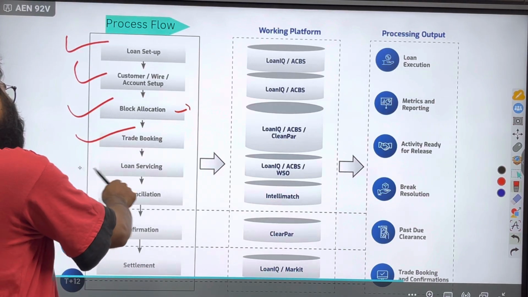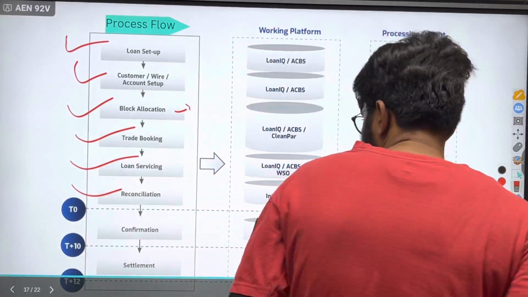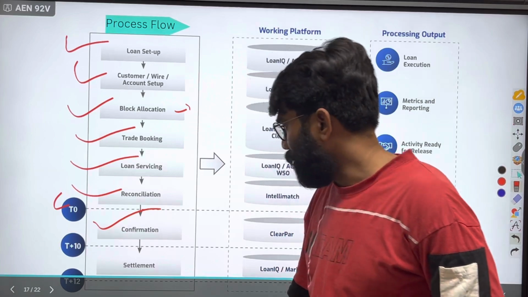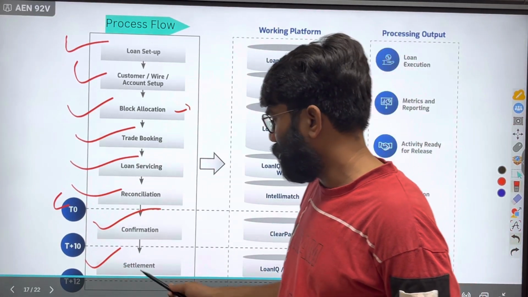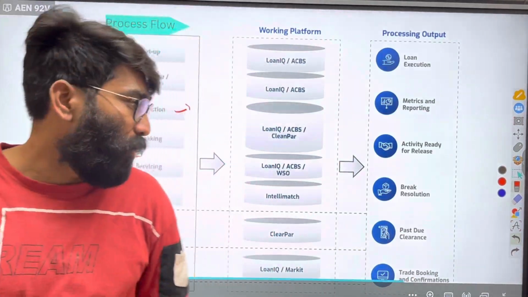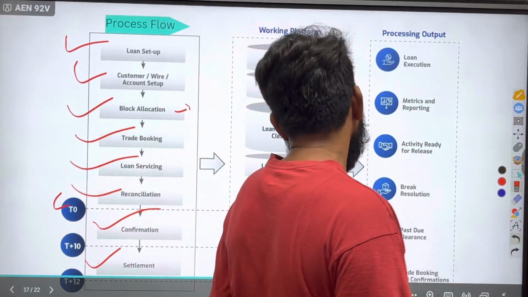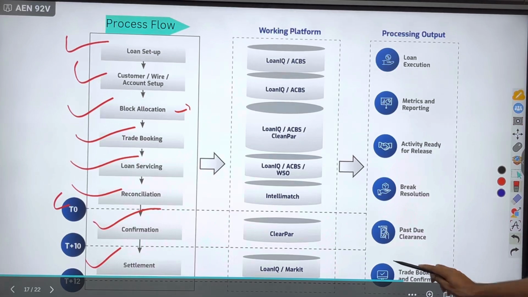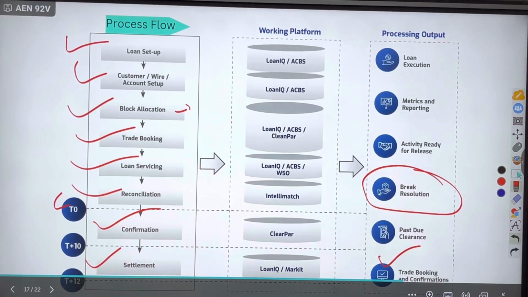And then loan servicing, it means reconciliation and all that part comes into the picture. T0 provides you the confirmation, T10 provides you the settlement, and T12 means a recon and all that you can perform and confirm. And after the settlement, you would see trade booking and confirmation. After that, break resolution and all, you need to work on that part as well.